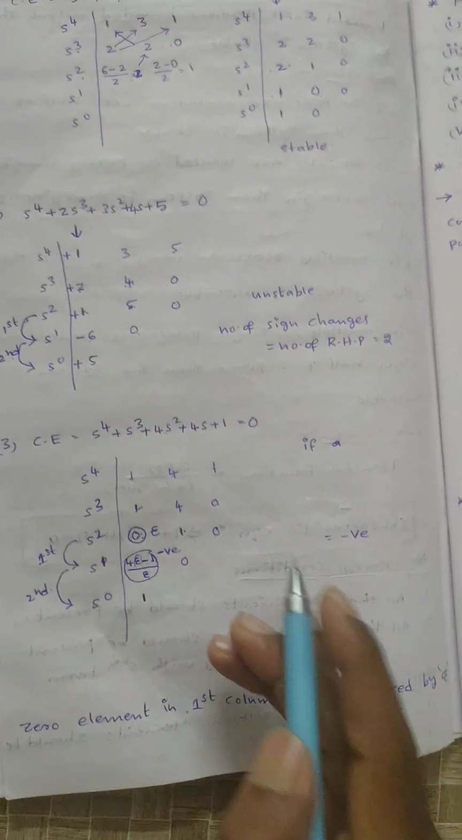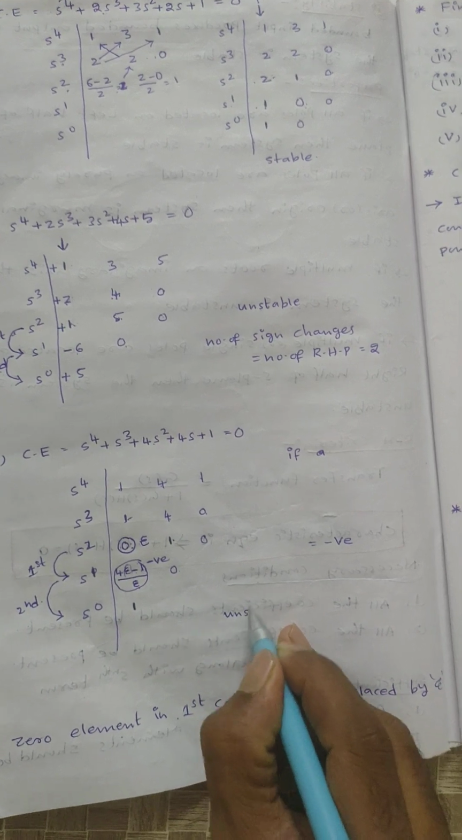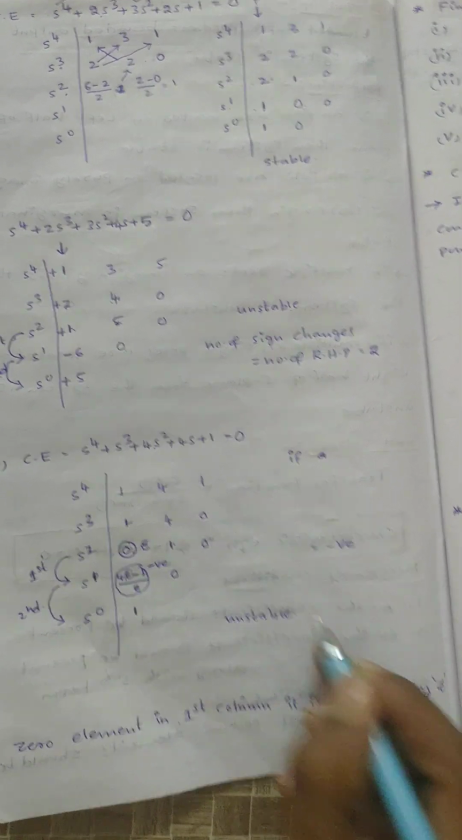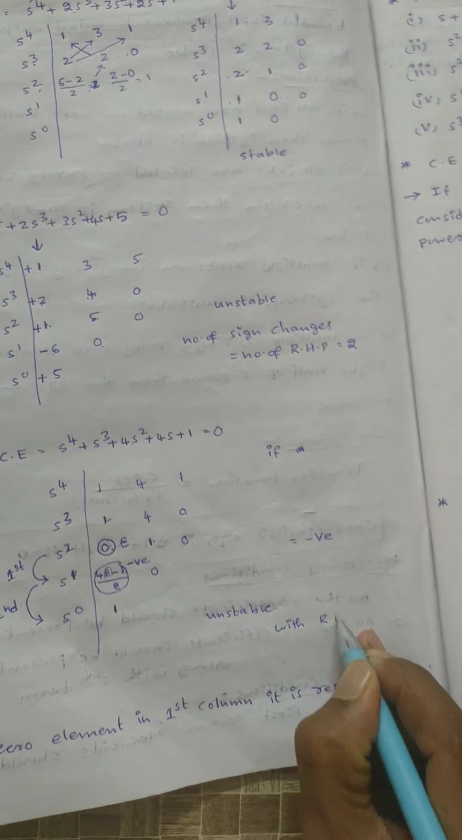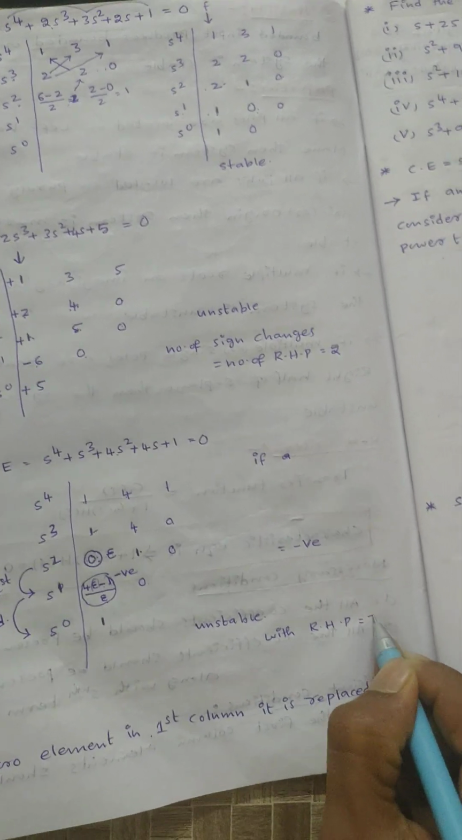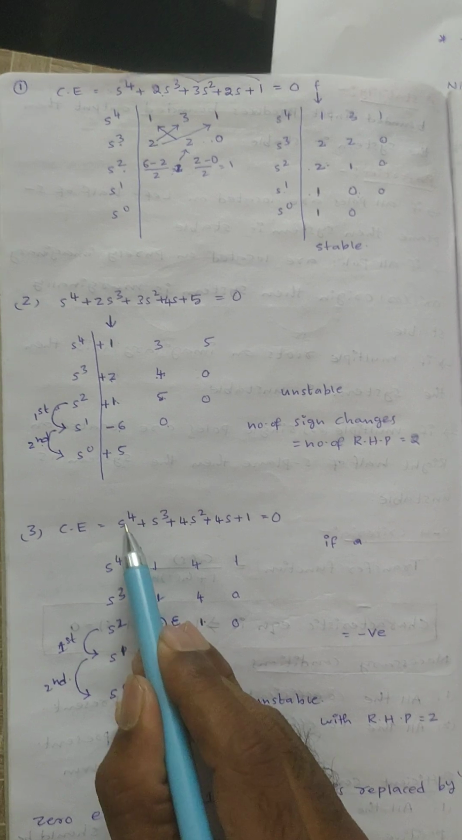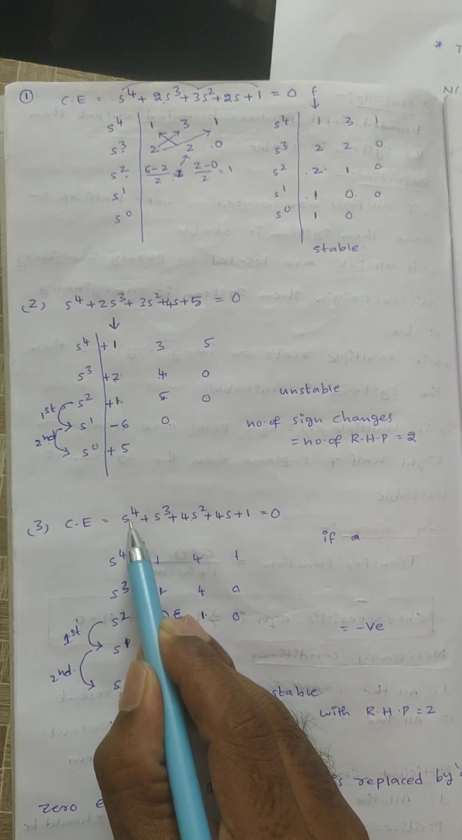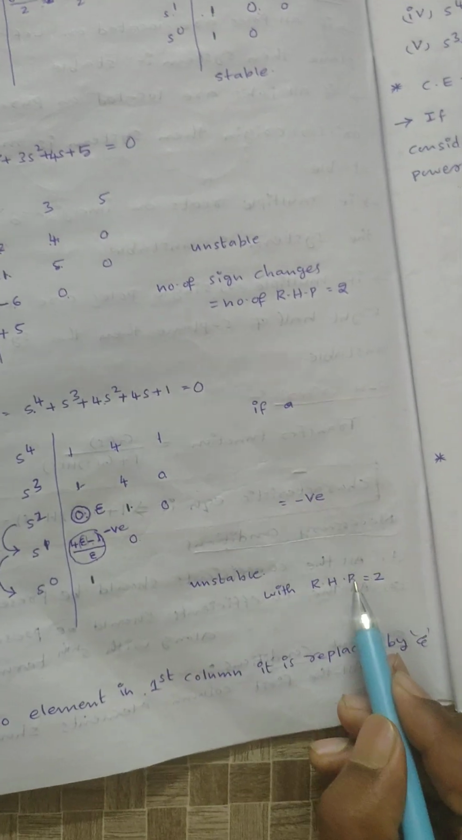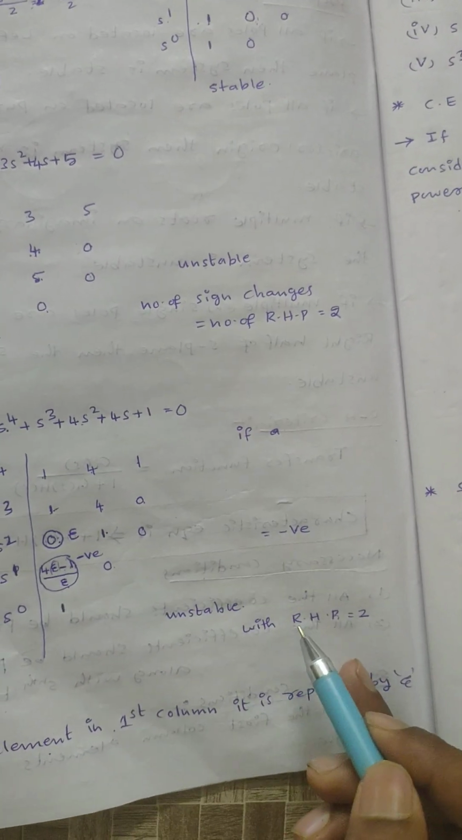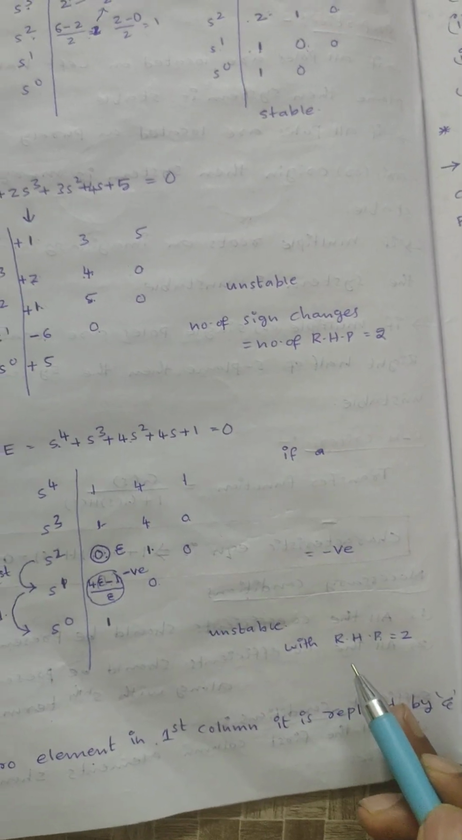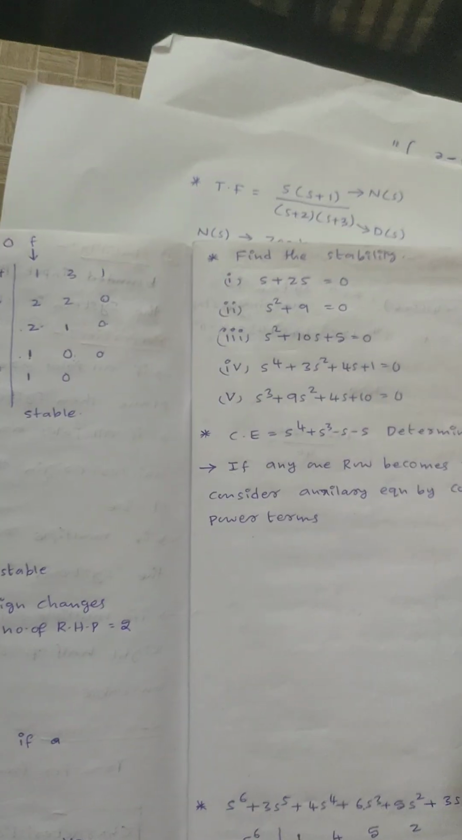Then the given system is unstable, with 2 right hand poles. See here, s power 4 means how many poles are present? 4 poles are present. Two right hand poles means what about left hand poles? Remaining poles are left hand poles. That means the left hand poles are 2 poles. In this way we can find the stability.